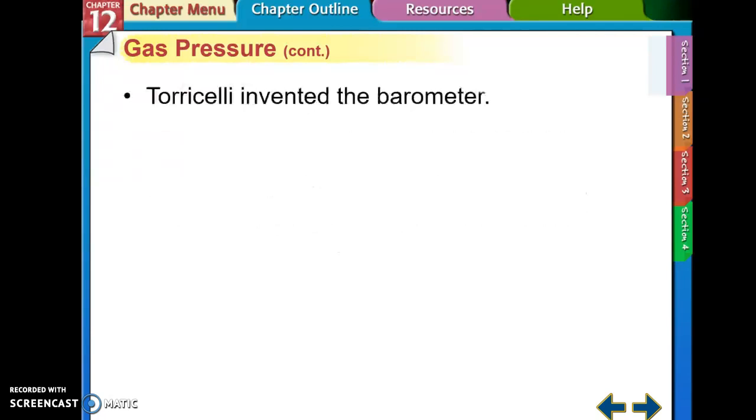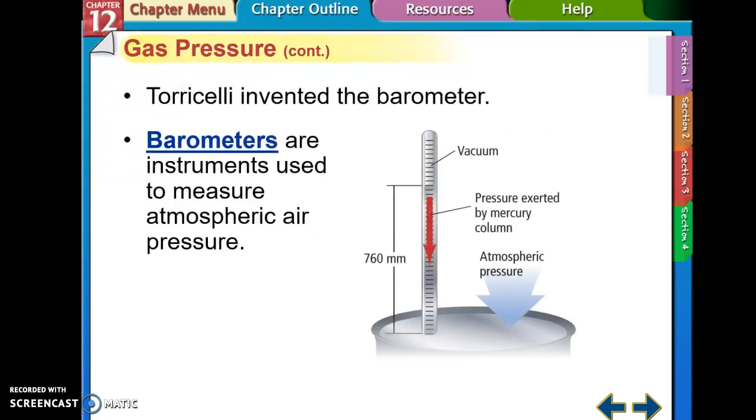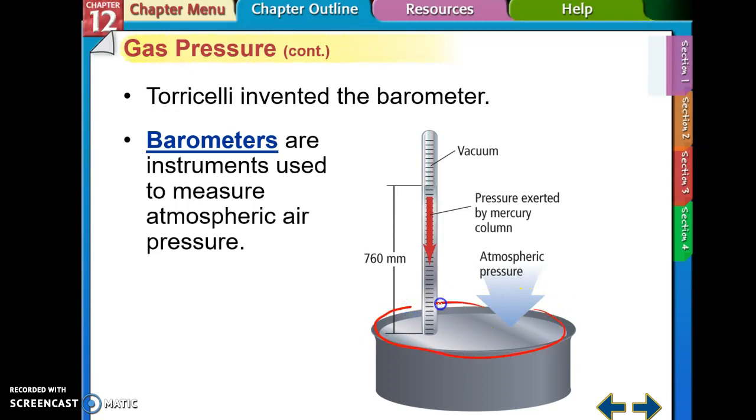So how do we measure all of this? We use what's called a barometer. It was invented by Torricelli, and a barometer is an instrument used to measure atmospheric pressure. If you look at this right here, we've got a bowl and it's full of mercury. Mercury also goes up into this tube, and that is our barometer.